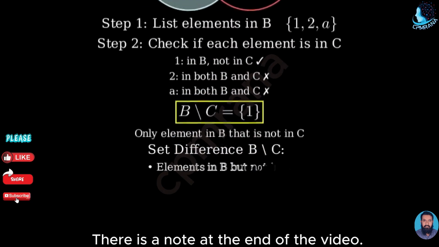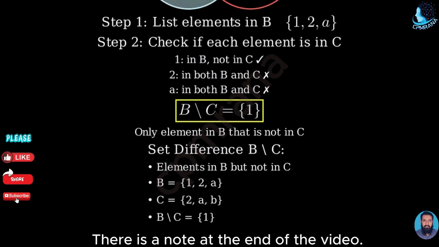To summarize, when finding the set difference B minus C, we look for all elements that are in set B, but not in set C. In this case, that's just the element 1.